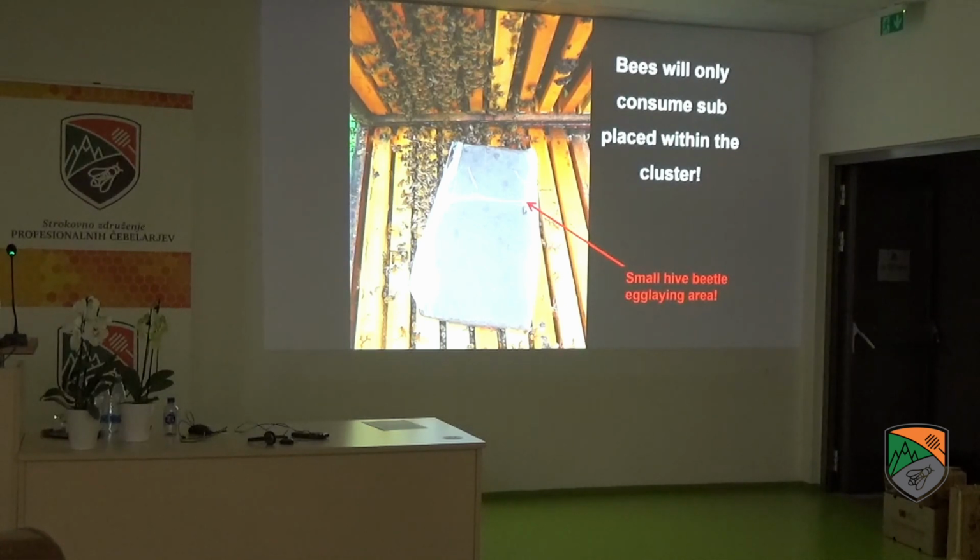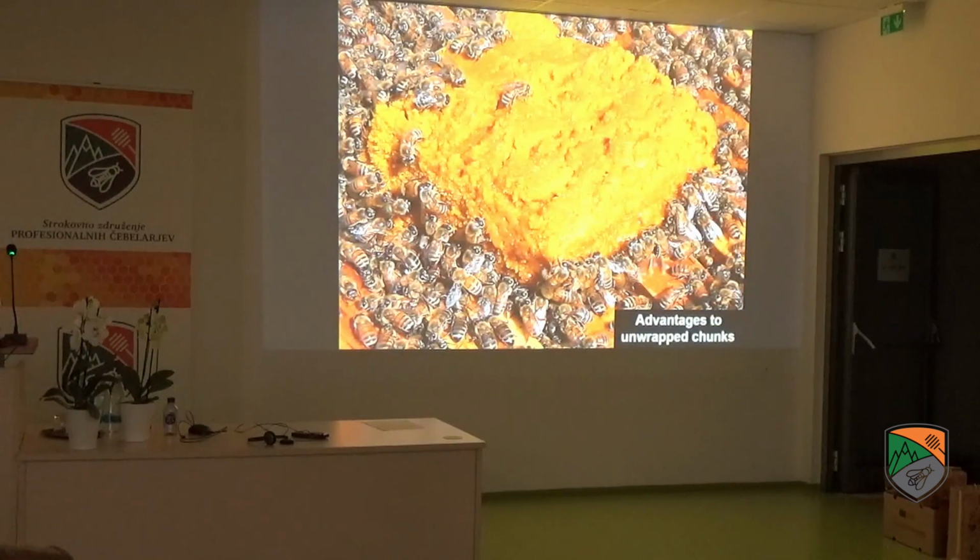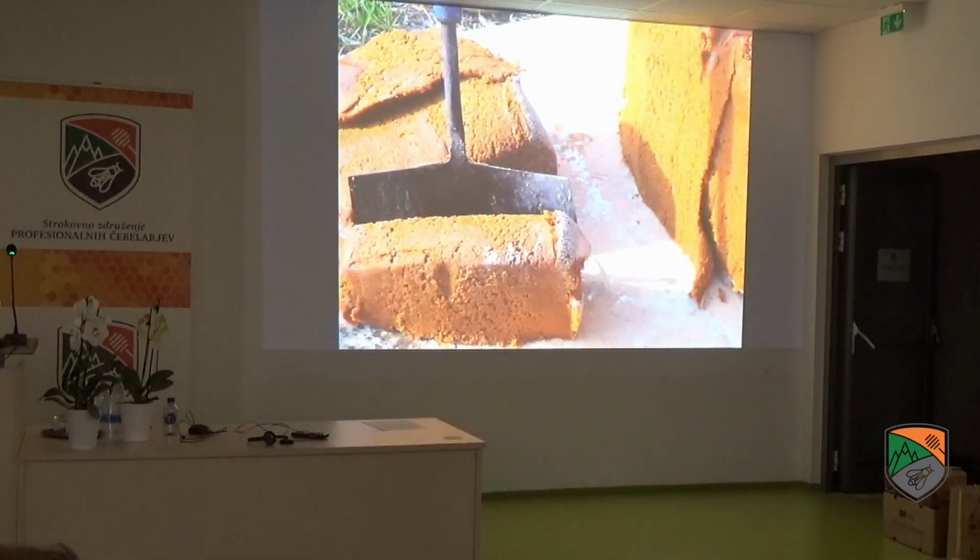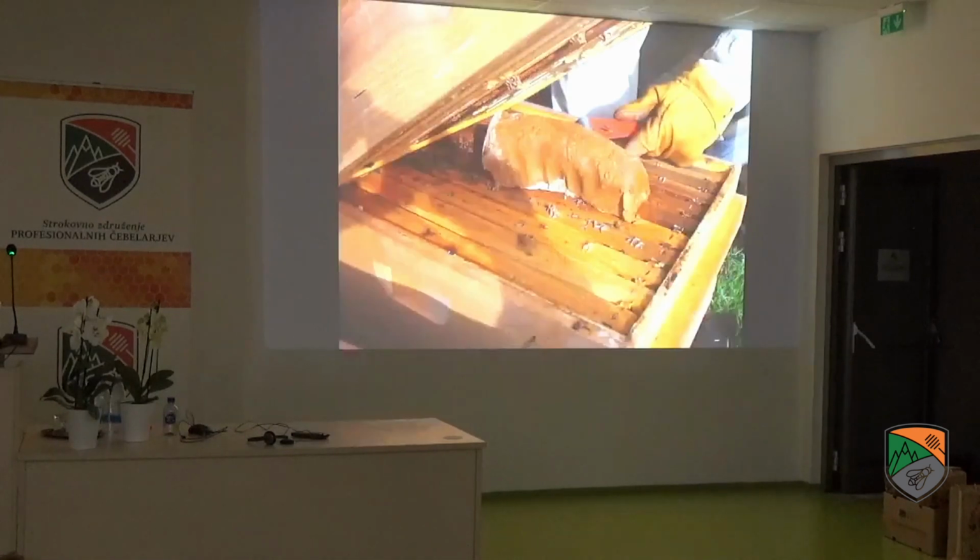If you want to stimulate brood rearing, you've got to put that pollen sub or just natural pollen as close to the center of the brood nest as you can. So there are advantages of using unwrapped chunks rather than the papered chunks. What we do is we make both, and we chop it up with a spade, we put a big chunk in, and we feed over 1 kilogram at a time.